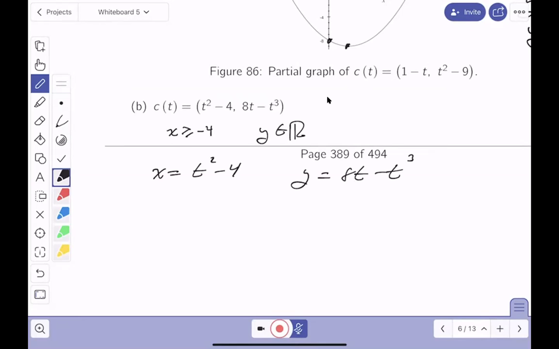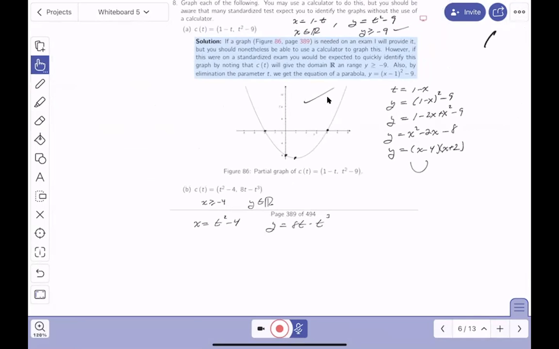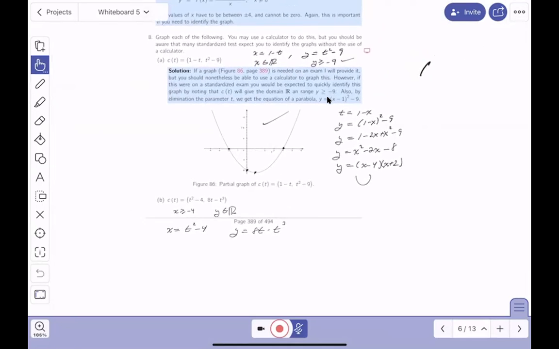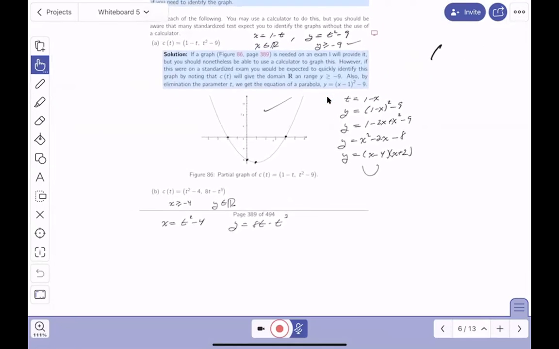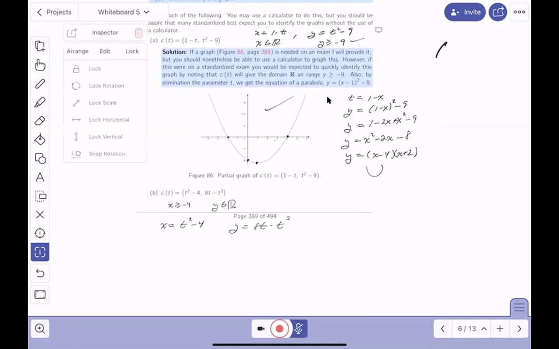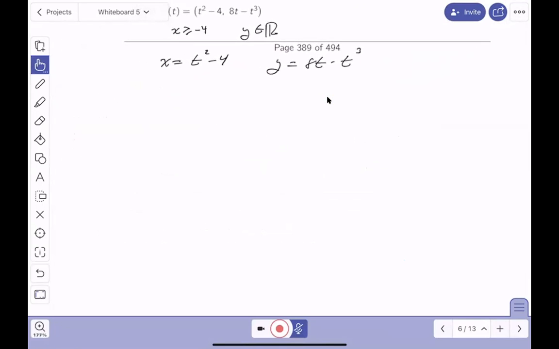All right. I got to be honest with you. It's really, really difficult to do these problems over here. Let me just make sure that I read the question, understand it. And let me just see if I can go back to that question over there. So they say, graph each of the following. You may use a calculator, but you should be aware that many standardized tests expect you to identify the graph by looking at them. So I'm eliminating a parameter. I just don't think eliminating a parameter is going to be productive.